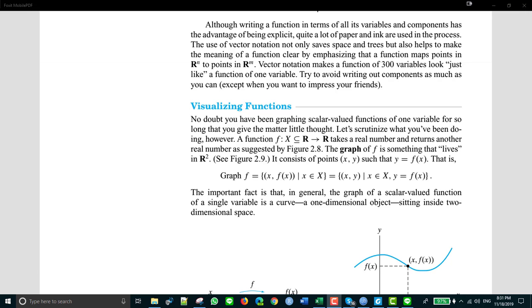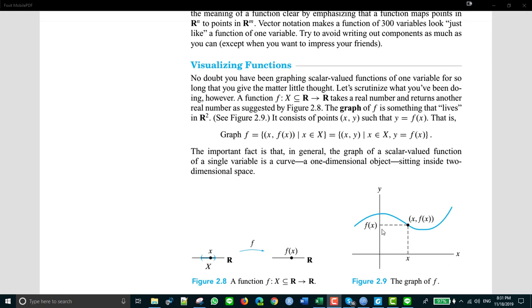Okay, let's talk about visualizing functions. So she says you've been visualizing functions for a long time, but she wants us to take another look at it. So we have just a normal function, a scalar valued function from R to R. But she says take note of the fact that actually the graph kind of lives in R2, right? Because it looks like this, so it's basically in R2.